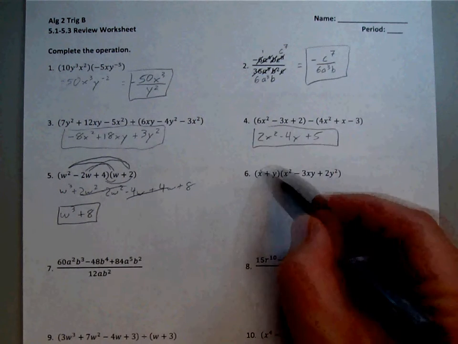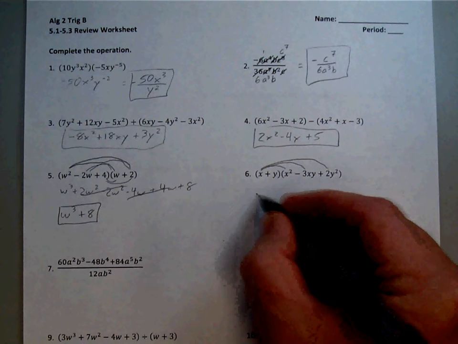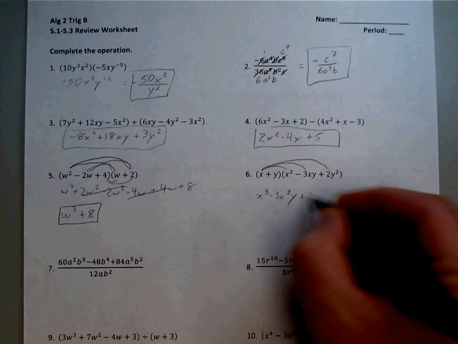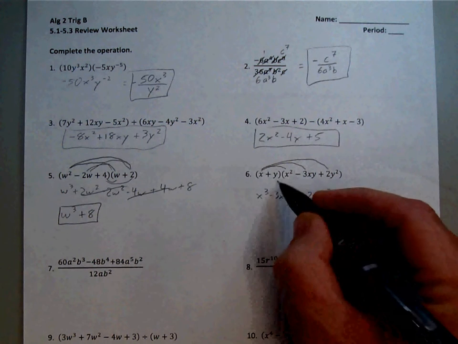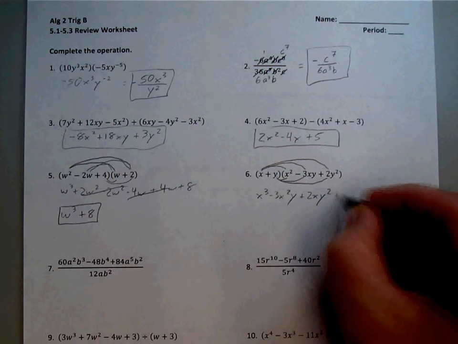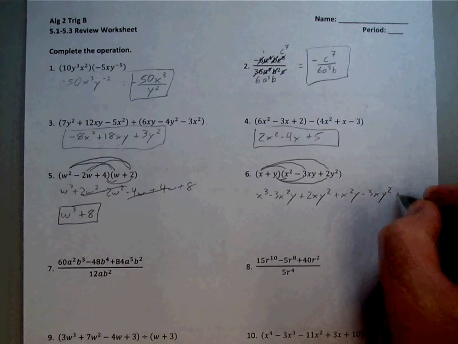Number 6. Just like it. Distribute the x. X to the third minus 3x squared y plus 2xy squared. Then distribute the y, plus x squared y minus 3xy squared plus 2y cubed.